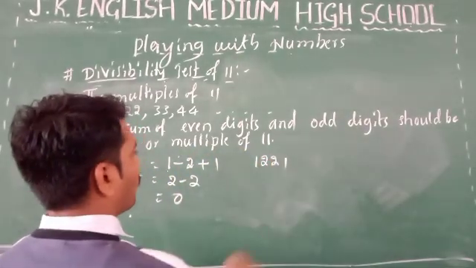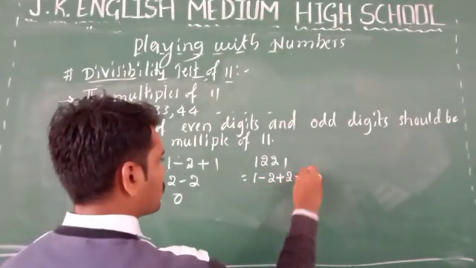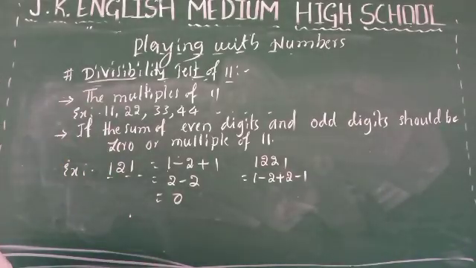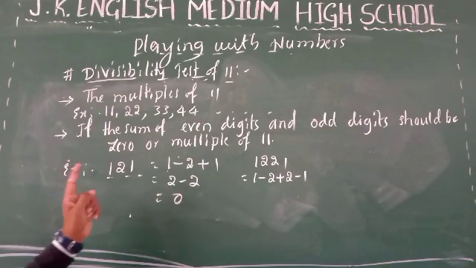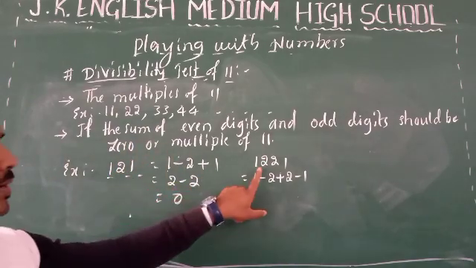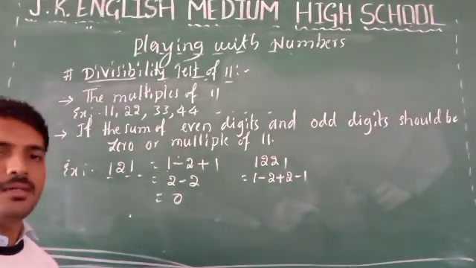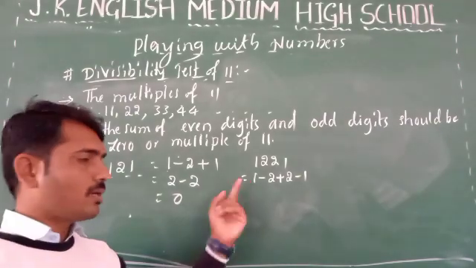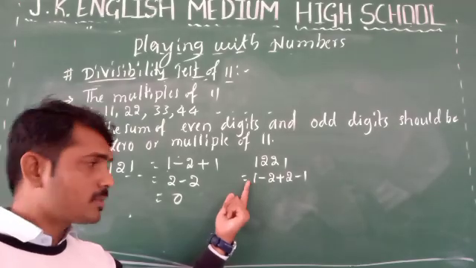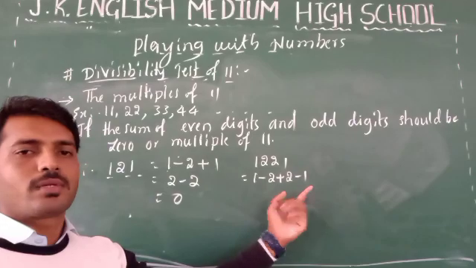1, 2, 2, 1. Look here. 1 minus 2 plus 2 minus 1. Here what we have to do is take the alternate sign. Here what we say is sum of even digits, that is 2 and 4, and odd digits 1 and 2. Here what we do? We'll take the multiple sign. The first is always plus. Don't go for doubts here. The first is always plus, second minus, third plus, and fourth one is minus.